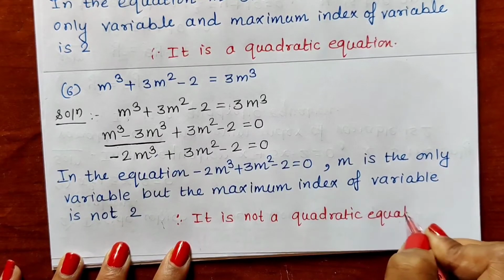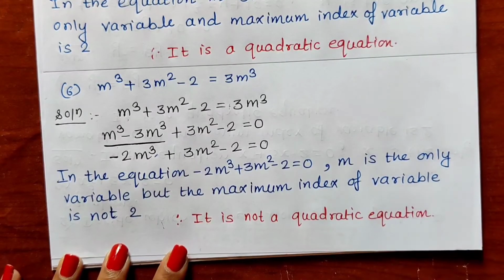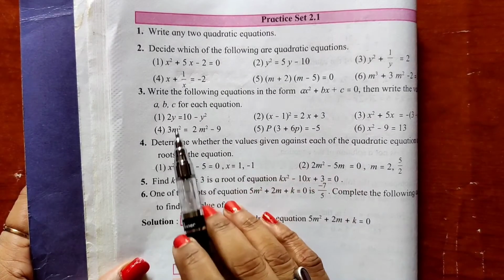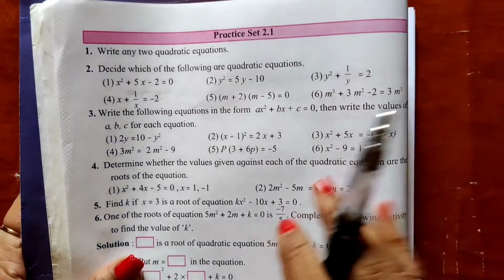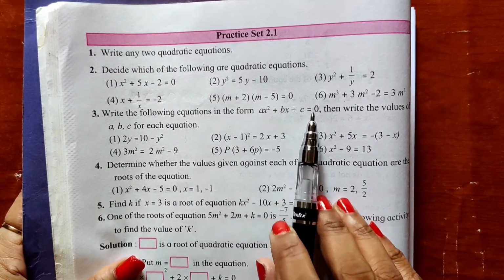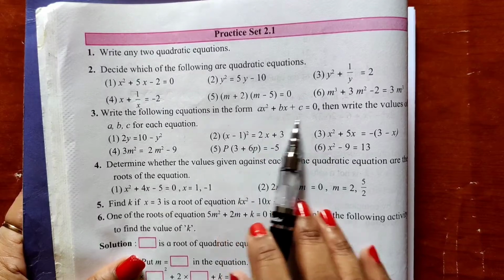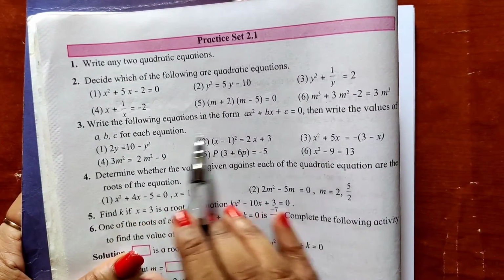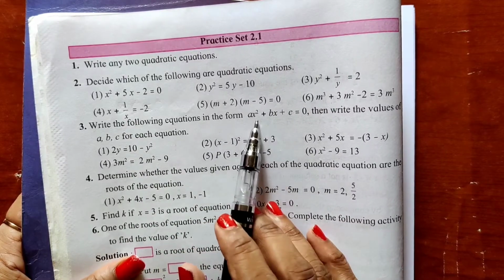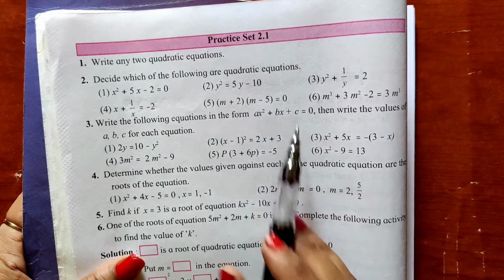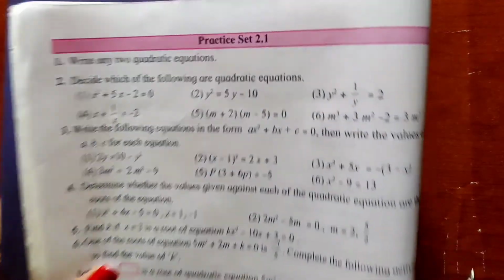So in this way we can solve this question number 2. Very easy question. Now let us see this question number 3. Write the following equations in the form of ax square plus bx plus c is equal to 0. We have to convert these equations in this general format, and then we will have to write the values of a, b and c. That means we will have to compare the equations with ax square plus bx plus c is equal to 0, and we will get the values for a, b and c. So let us see how to solve it.